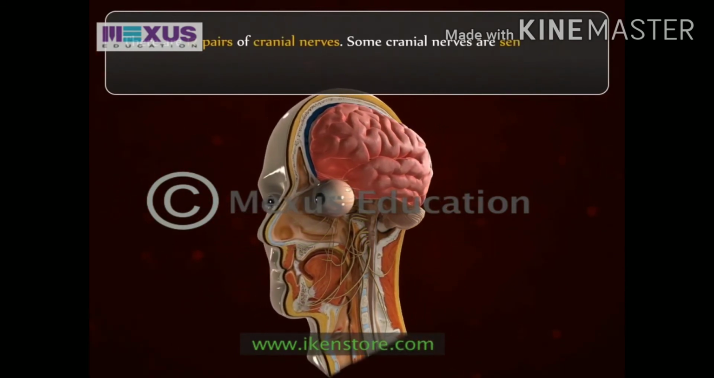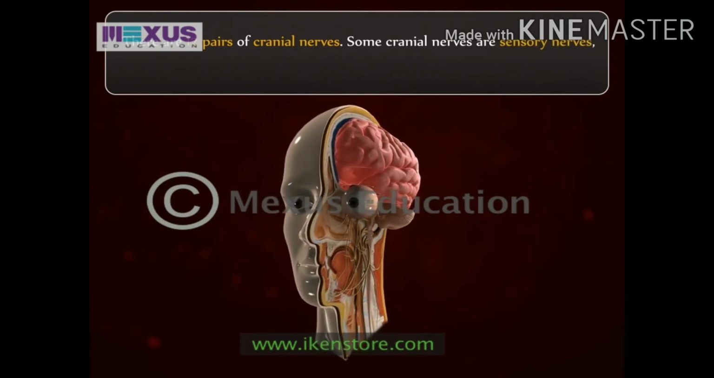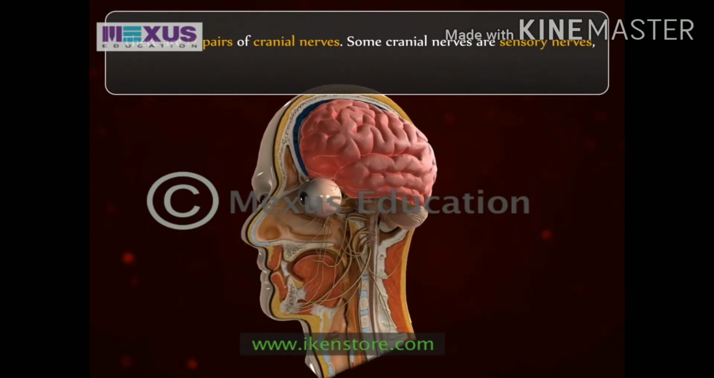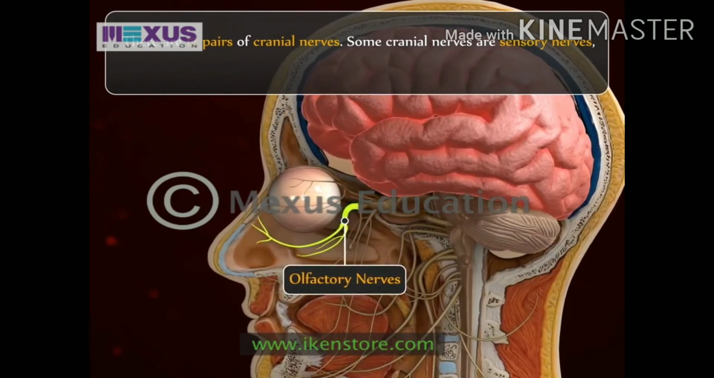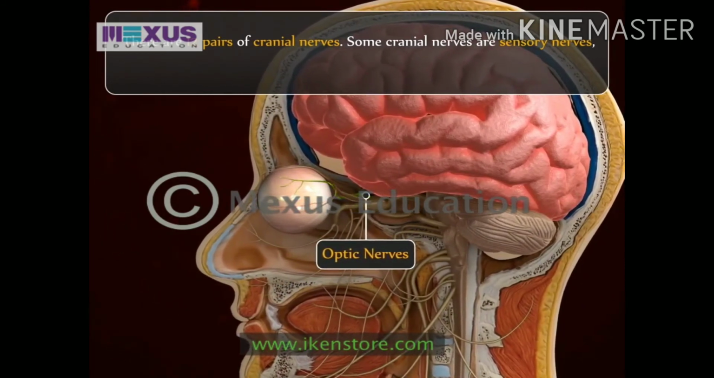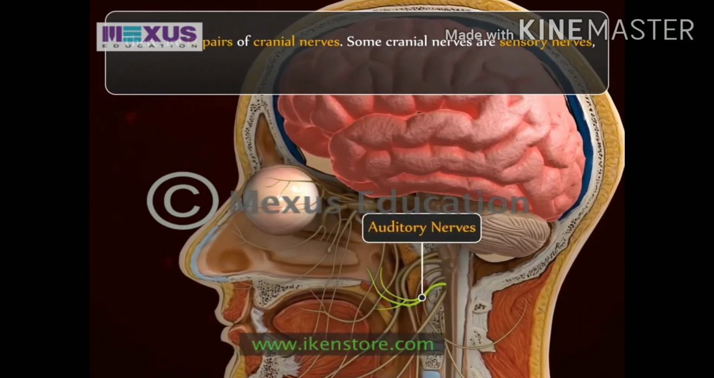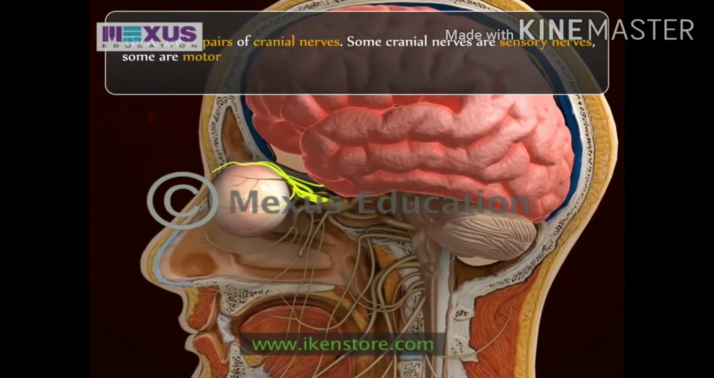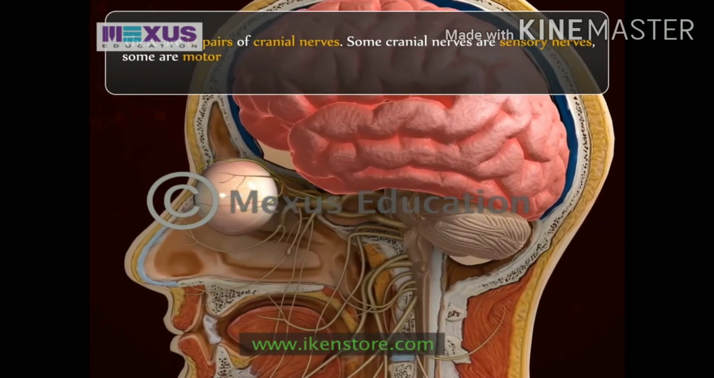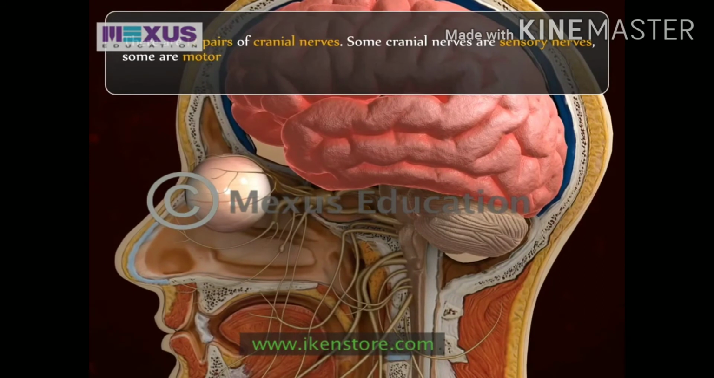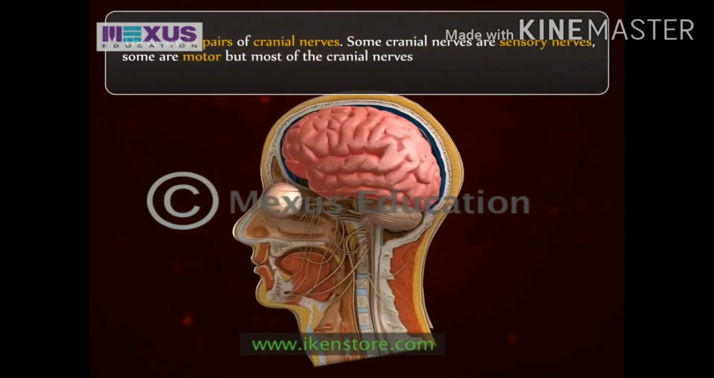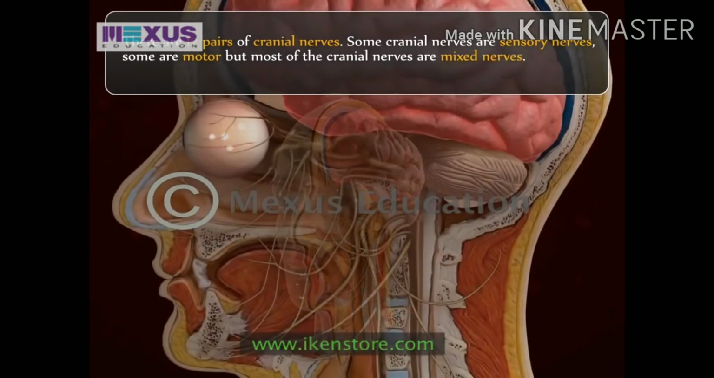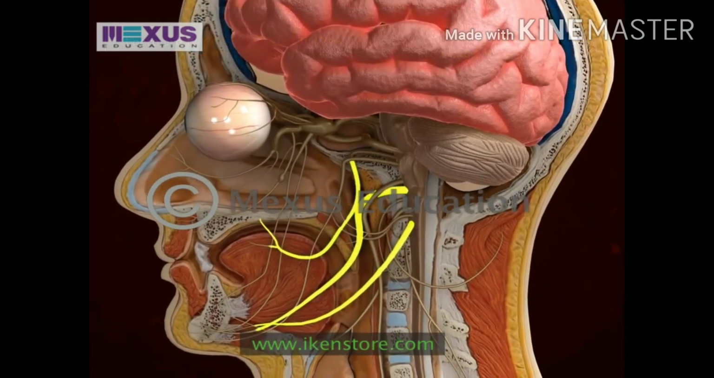Some cranial nerves are sensory nerves which carry sensory information from the external stimuli or body organs to the central nervous system. For example, olfactory nerves for the nose, optic nerves for the eyes, and auditory nerves for the ears. Some cranial nerves are motor nerves, like the ones going to the eye muscles, that carry information from the central nervous system to body organs. Most of the cranial nerves contain motor as well as sensory fibers and can be described as mixed nerves, like the ones that originate and terminate in the face and tongue.